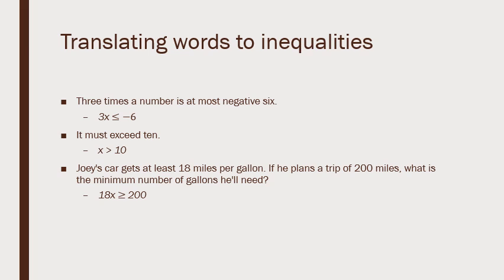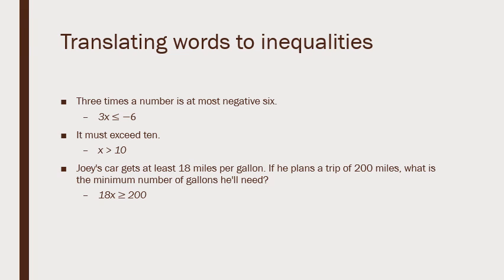What about this second example? It must exceed 10. Exceed means greater than, so x is greater than 10. So if I looked at all the numbers that would fit that, 11 is greater than 10, 9 is not greater than 10. So "it must exceed 10" means x is greater than 10.